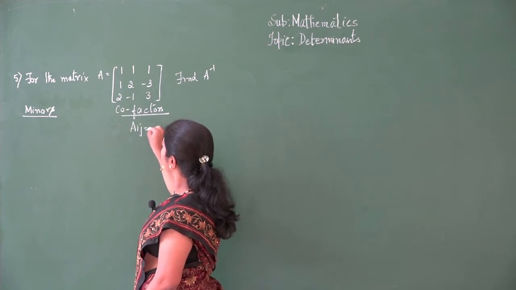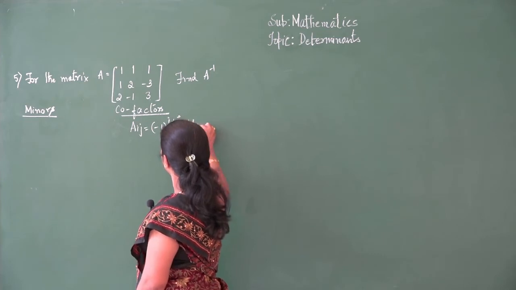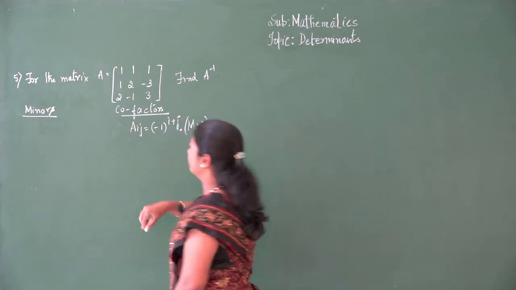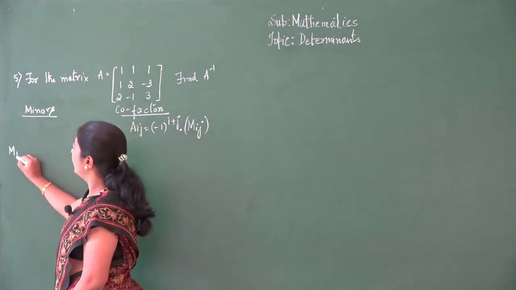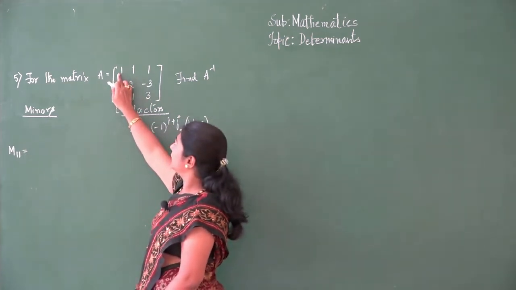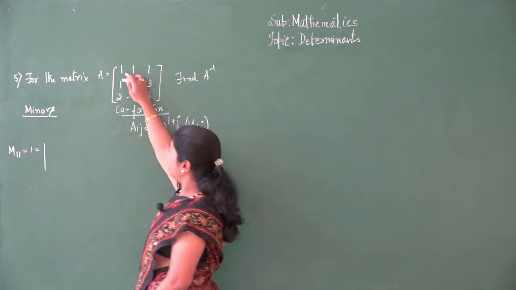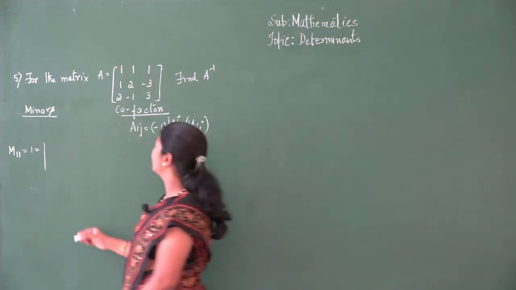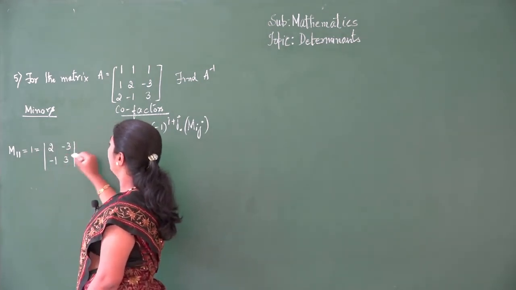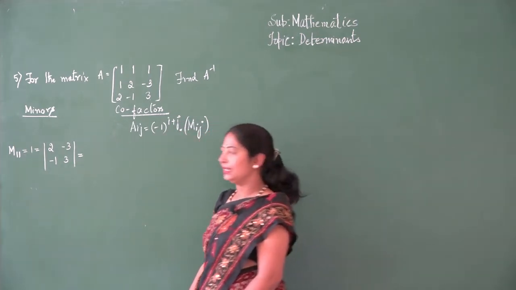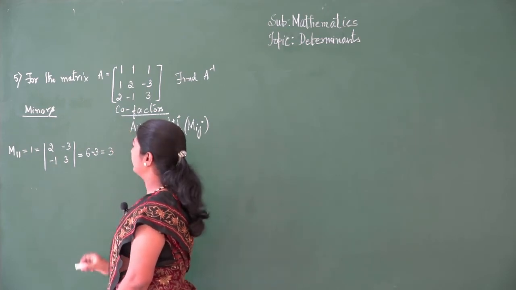Aij is equal to minus 1 to the power i plus j into Mij. So, we shall start finding out the cofactors now. M11, that is nothing but 1. You are supposed to leave the row containing 1 and the column containing 1. So, what are the elements left out? 2, minus 3, minus 1, 3. Product of the principal minus product of the secondary. So, 6 minus 3 will be 3.